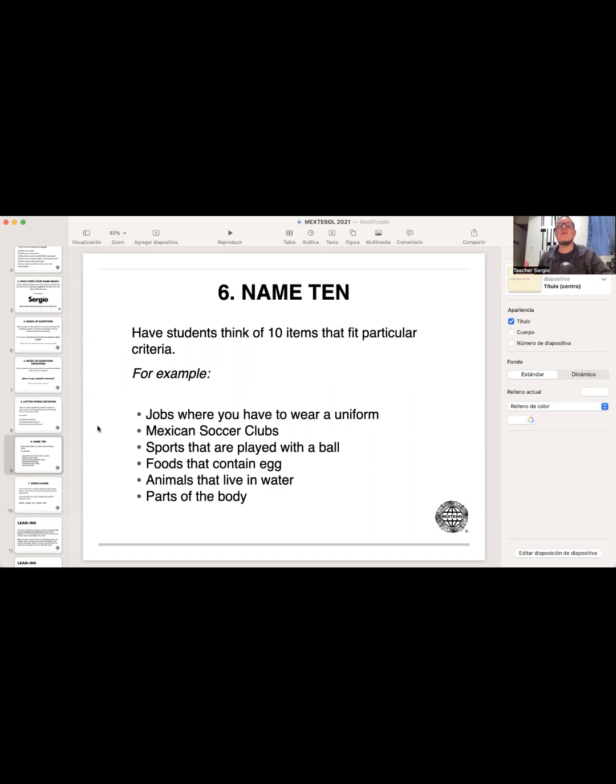Have students think of 10 items that fit particular criteria. This is, of course, a very good way to activate vocabulary, and this is just an example. Okay, guys, you have, I don't know, 30 seconds to come up with 10 jobs where you have to wear a uniform. Now, depending on how you want to work with this, you can have your students write it or take notes. You can have your students only speak, and that's it.